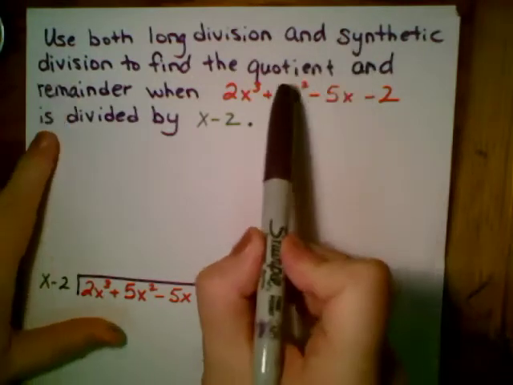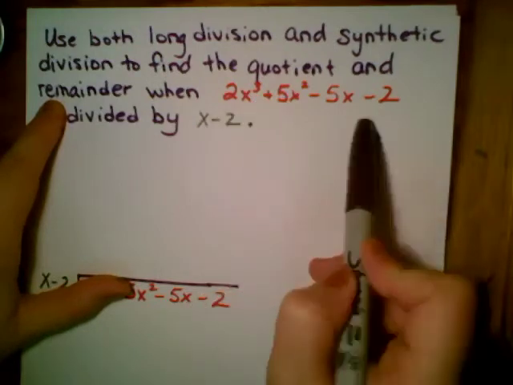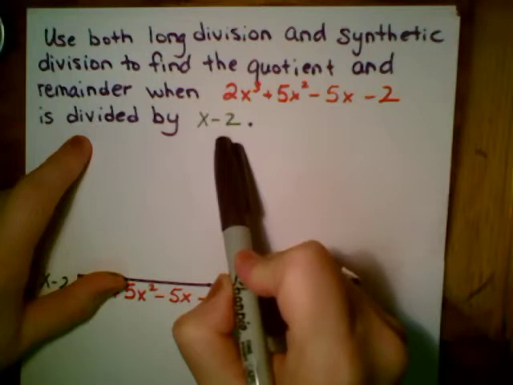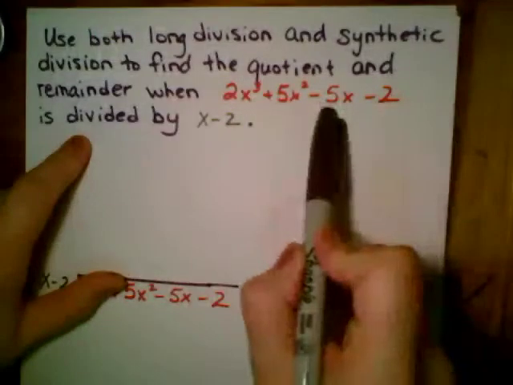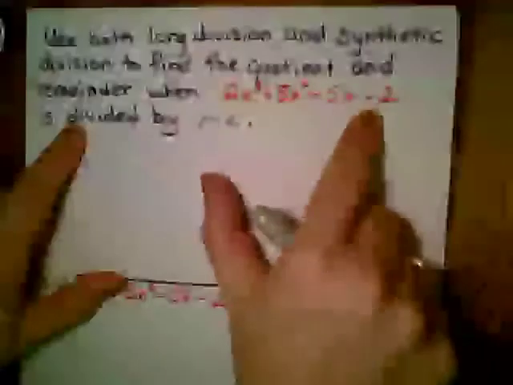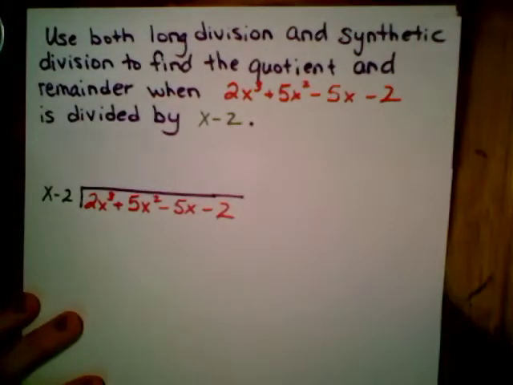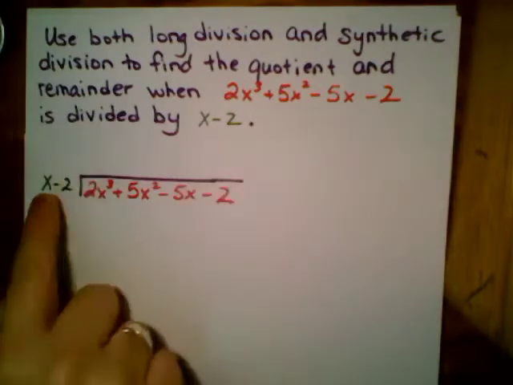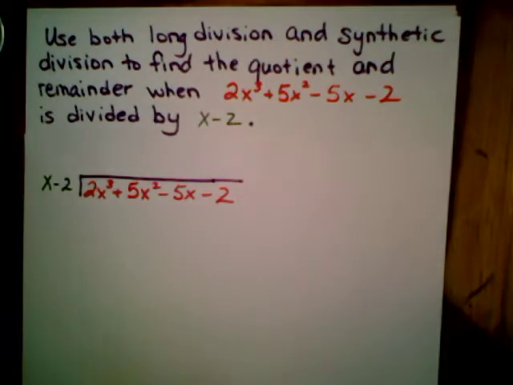And each time we're going to find the quotient and a possible remainder when this third degree polynomial here is divided by this linear factor right here. So we have 2x cubed plus 5x squared minus 5x minus 2 divided by x minus 2. Our dividend in red is written under the division symbol, and our divisor, this linear polynomial here, x minus 2, I've written in green.